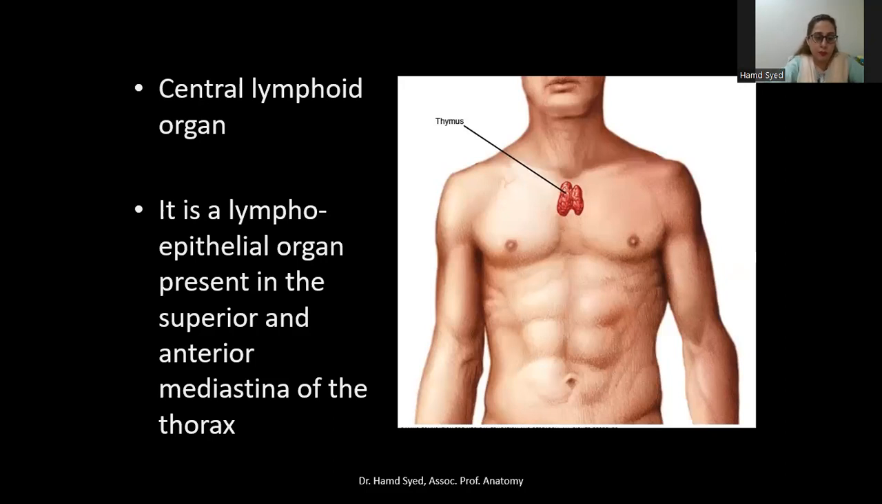So here, if you could just focus on the laser pointer or the red dot over here. This is showing us the thymus gland, and this thymus gland is present over here in the adult within the mediastinum. In which parts of the mediastinum? The superior and the anterior mediastinum of the thorax.